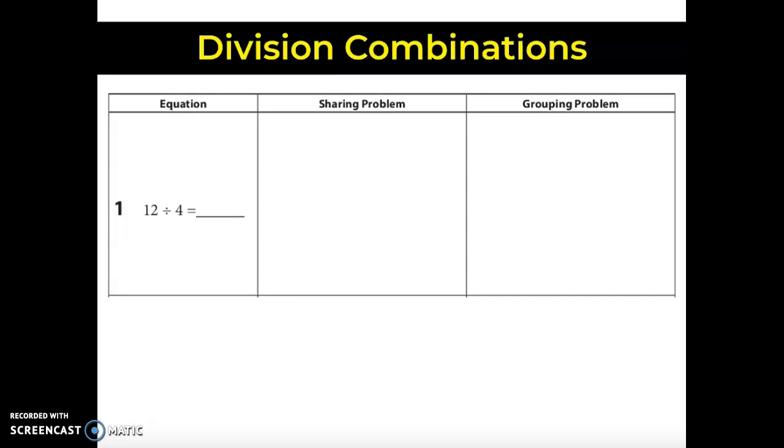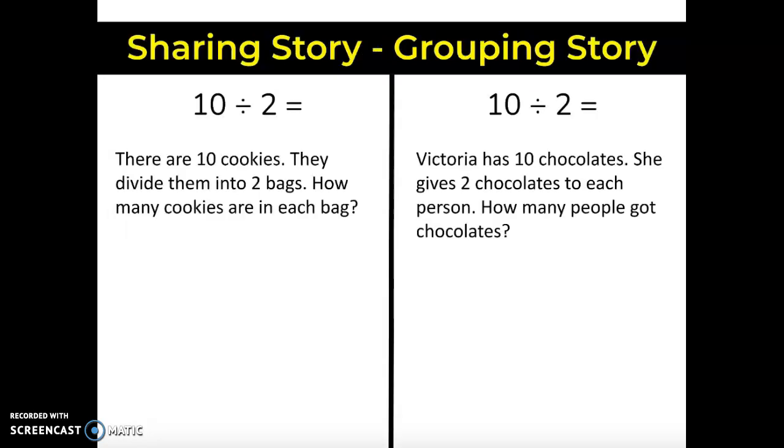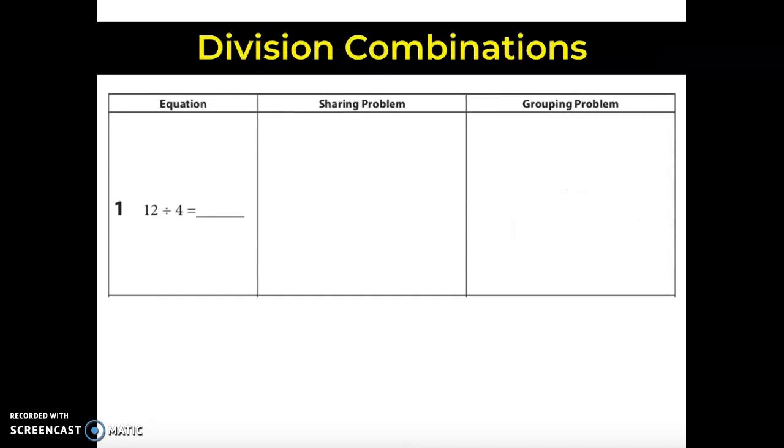We could have come up with really similar ones to this scenario, but change the numbers. There are 12 cookies, or Miss Williams had 12 cookies. She divided them amongst 4 students. How many cookies did each student get? How many cookies could Miss Williams share with each student? So we know how many groups, and we're trying to figure out how many we can share.